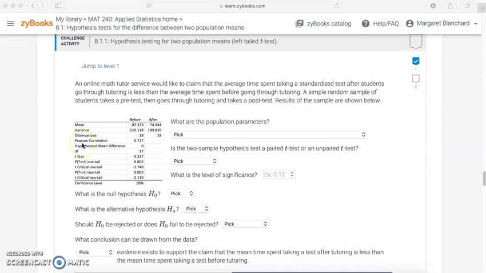All right, an online math tutor service would like to claim that the average time spent taking a standardized test after students go through tutoring is less than the average time spent before going through tutoring. So basically they're saying that their tutoring will make it so that you can take the test faster. A simple random sample of students takes a pre-test, then goes through tutoring and takes a post-test. Results of the samples are shown below.